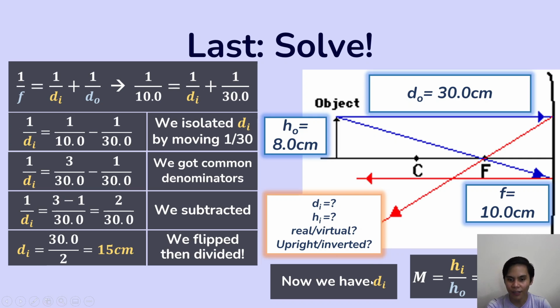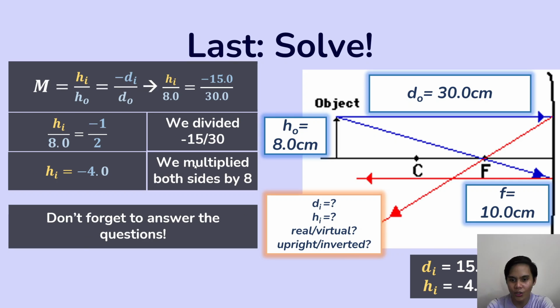So now we have our image distance. We've solved for di. Since we solved for di, we have it as a new given, allowing us to solve for hi. So again, your answer for one question might be your given for the next one. So let's continue by using the magnification equation.